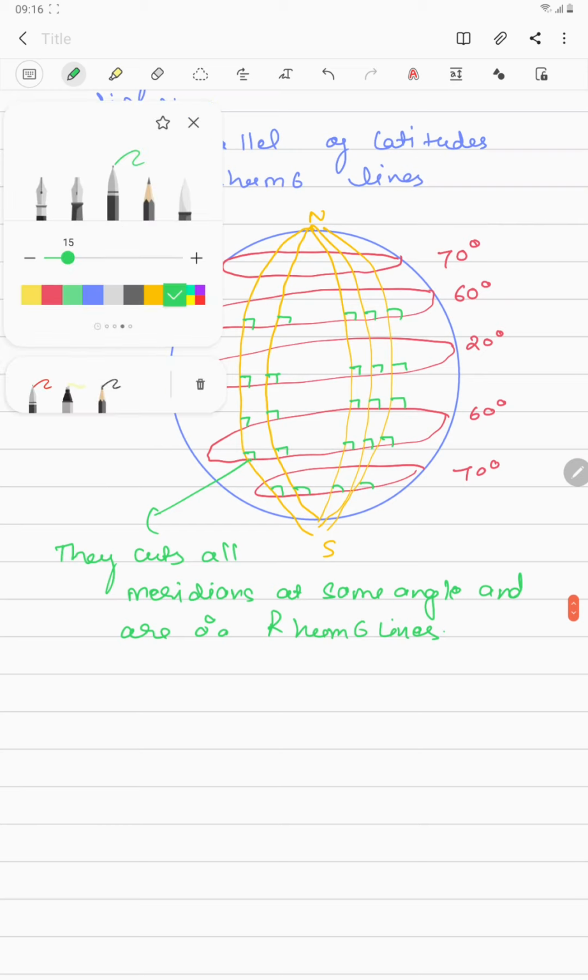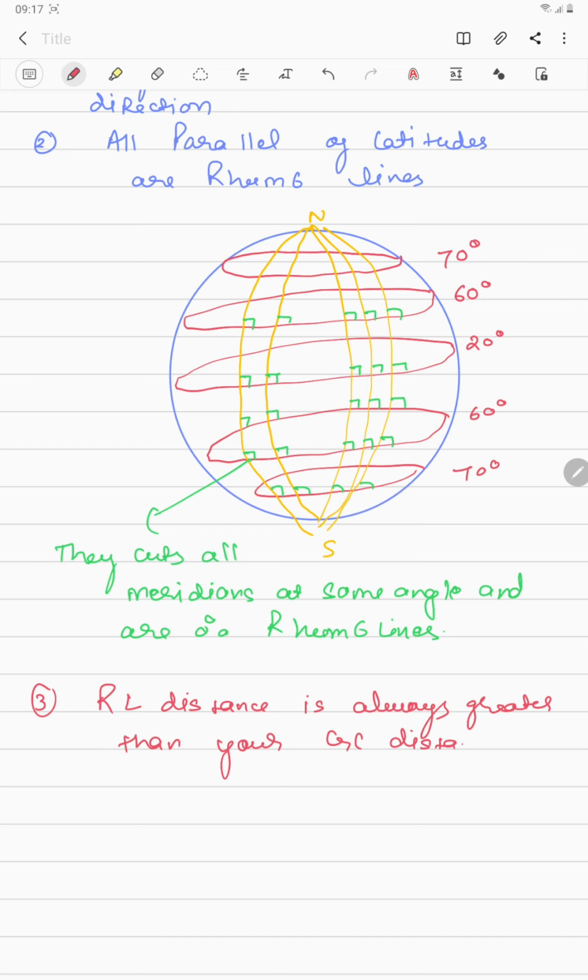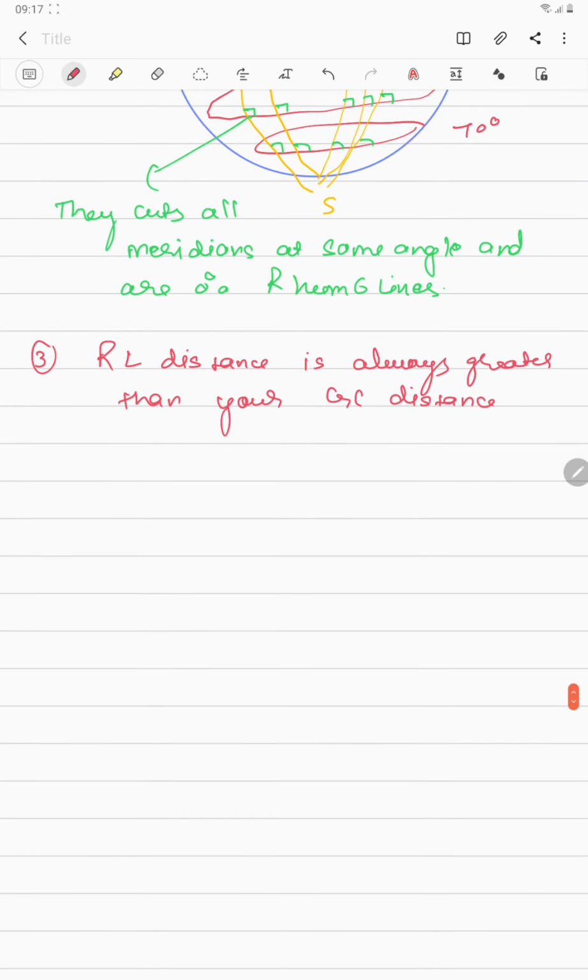And now, let us move forward towards our third point. So here we go for our third point. In the third point, always remember that your rhumb line distance is always greater than your great circle distance. Let us understand this point now.